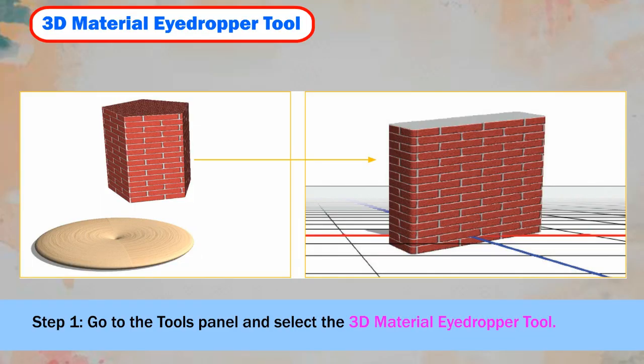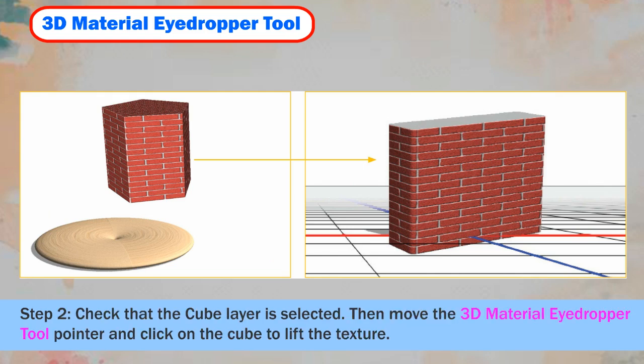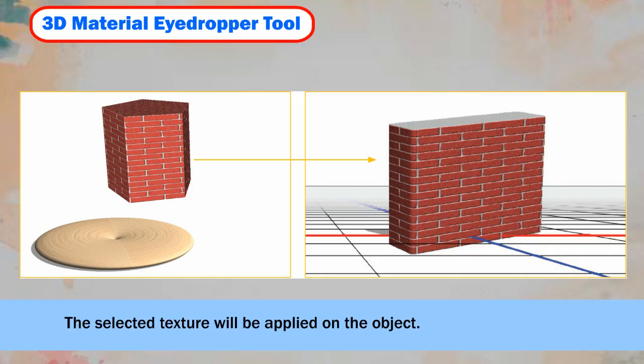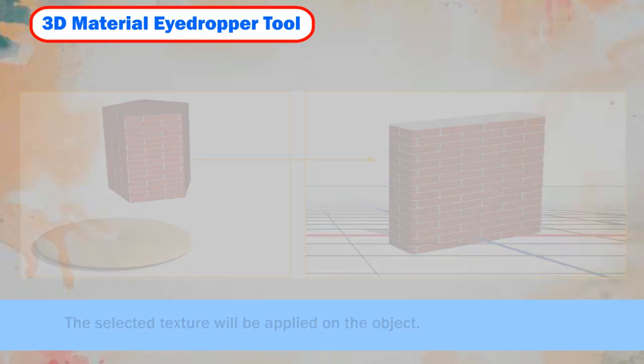Step 1. Go to the Tools panel and select the 3D Material Eyedropper tool. Step 2. Check that the cube layer is selected. Then move the 3D Material Eyedropper tool pointer and click on the cube to lift the texture. Step 3. Select the cone layer and click on the cone to fill the copied texture. The selected texture will be applied on the object.